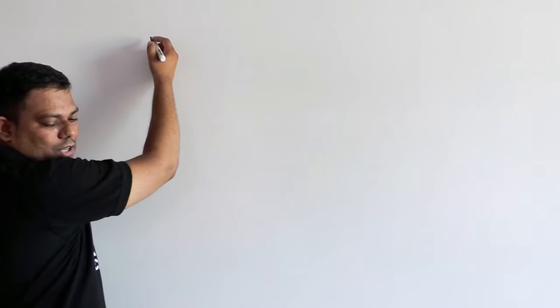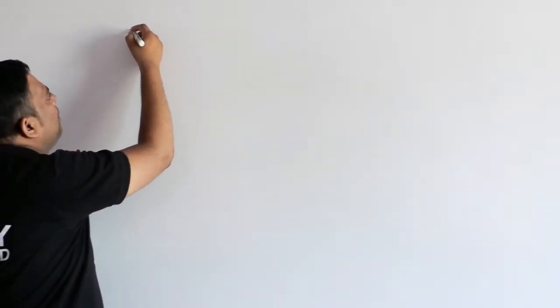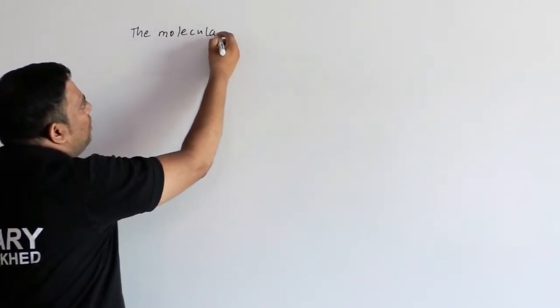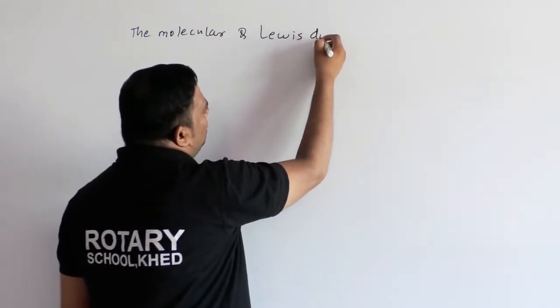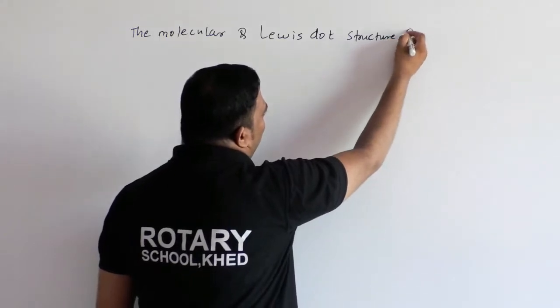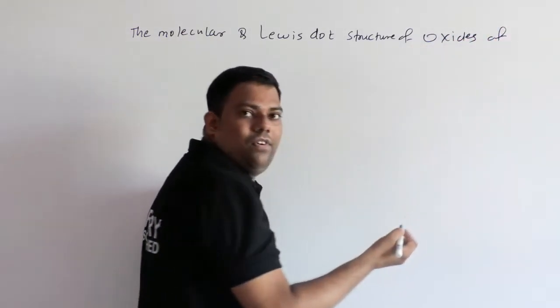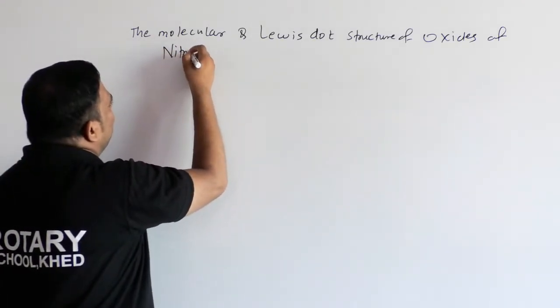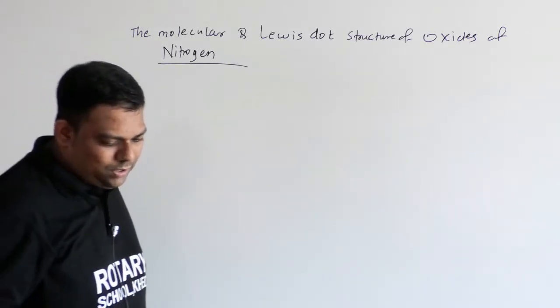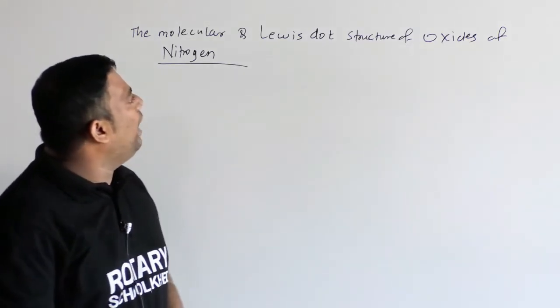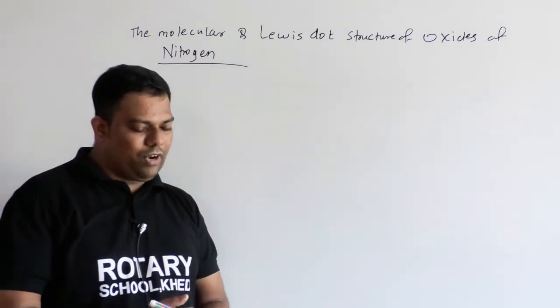Now we will discuss an important thing. No doubt, whatever I am teaching is all important. So, write the molecular and Lewis dot resonance structures of oxides of nitrogen. We will discuss the molecular and Lewis dot structures of oxides of nitrogen, one by one.